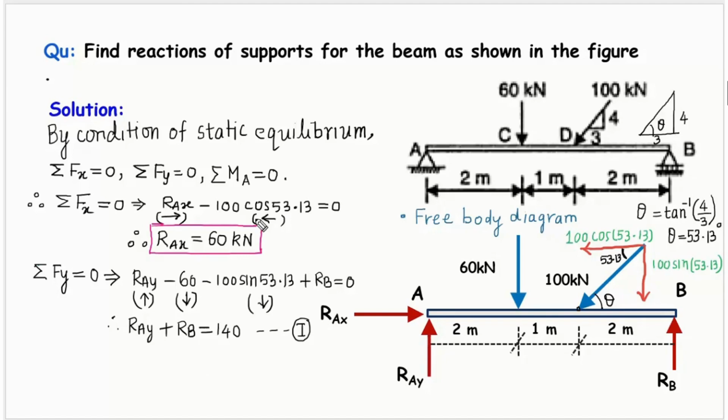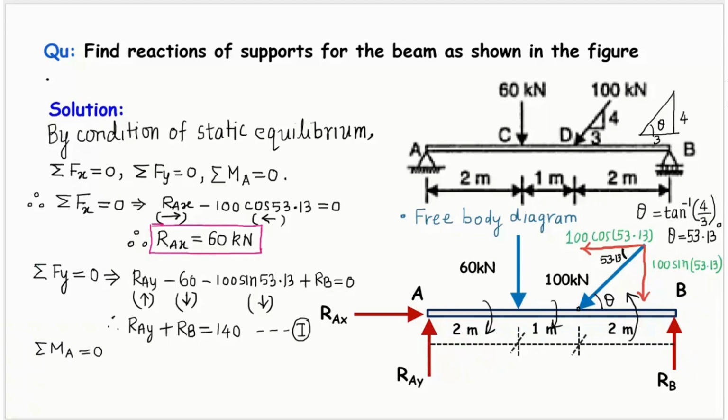Now we'll be using the third condition, that is moment of forces about a point equal to 0. So for ease of solving, I have taken point A and the moment of forces about point A, friends. So summation of moment of forces about point A equal to 0. Here this force will rotate the beam in the clockwise direction. This force will also rotate the beam clockwise. So these are going to be positive moments, and RB is going to rotate the beam in the anti-clockwise direction. So that will be anti-clockwise, meaning negative moment I'll be considering.